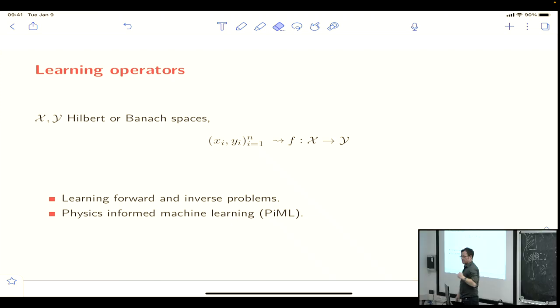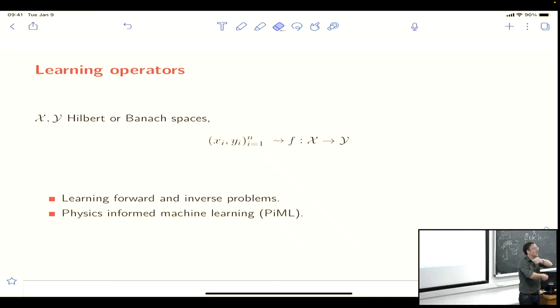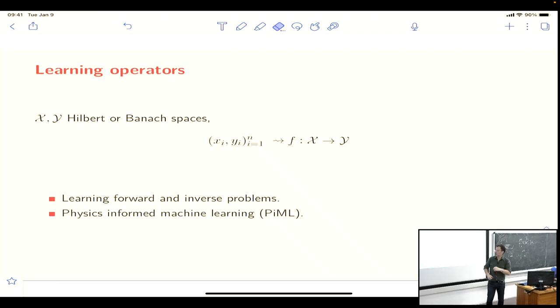Somebody asked before, what happens if the outputs are not real numbers, but something else? For example, vectors, or even more generally, what if the outputs are functions? Here, for example, you can think that this is a function, and this is also a function. So for example, these are elements in a Hilbert space. Why would you want to do it?